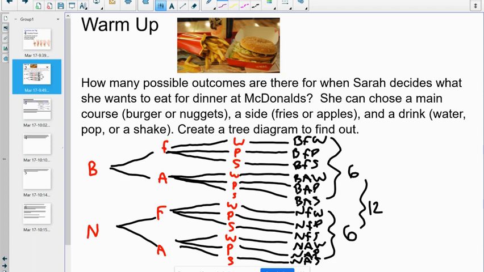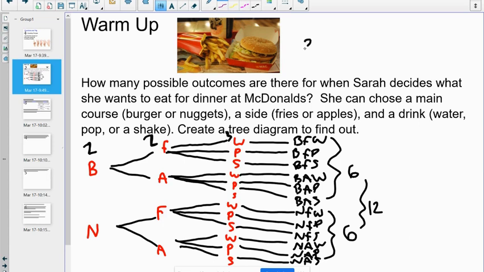So for instance, we knew that for our entree, for our main course, there were 2 options. So I'm just going to put a little 2 above there. You could have picked a burger or nuggets. And then for our side, there were 2 options, either french fries or apples. And then for our drink, there were 3 options, water, pop, and a shake. So I'm going to put a little 3 up here.